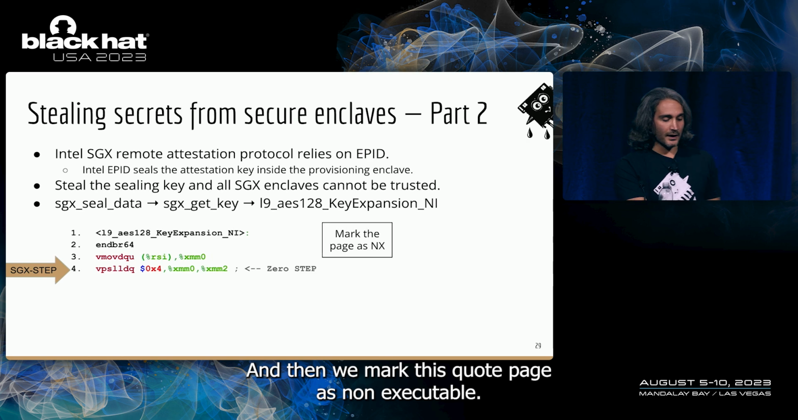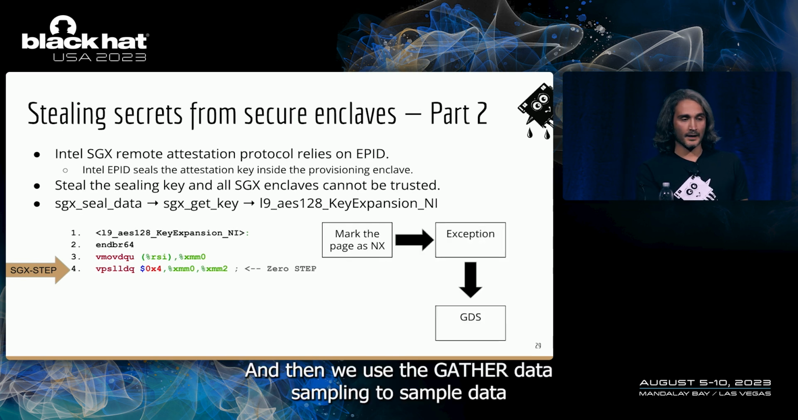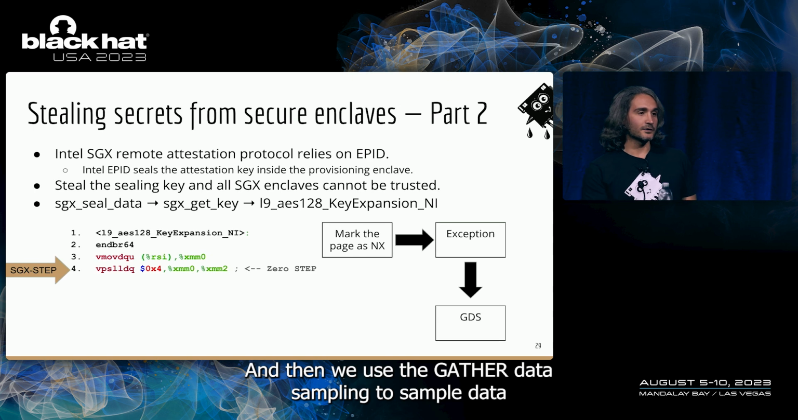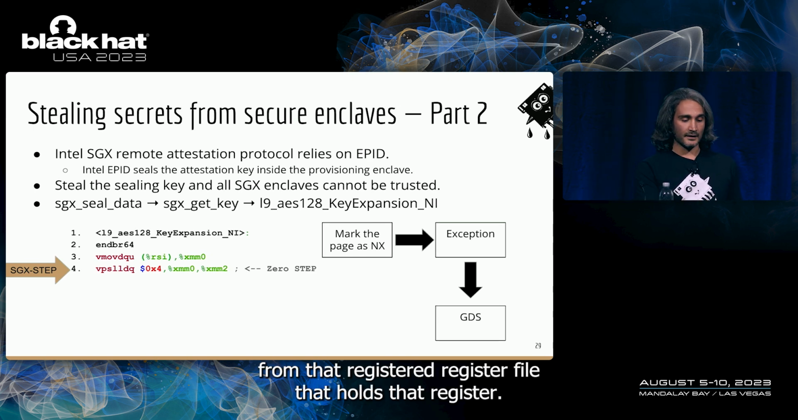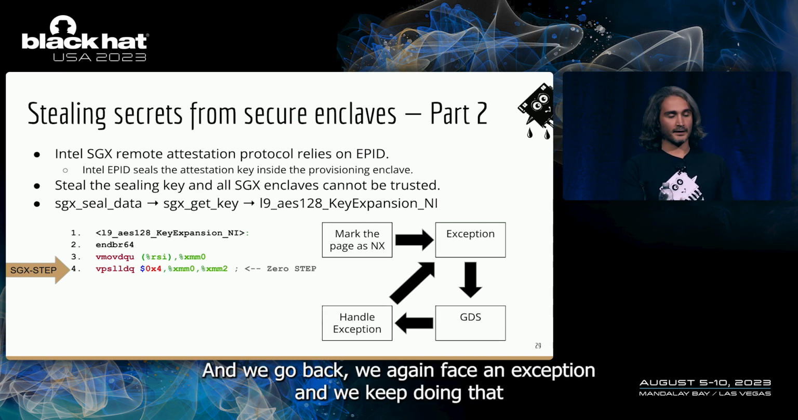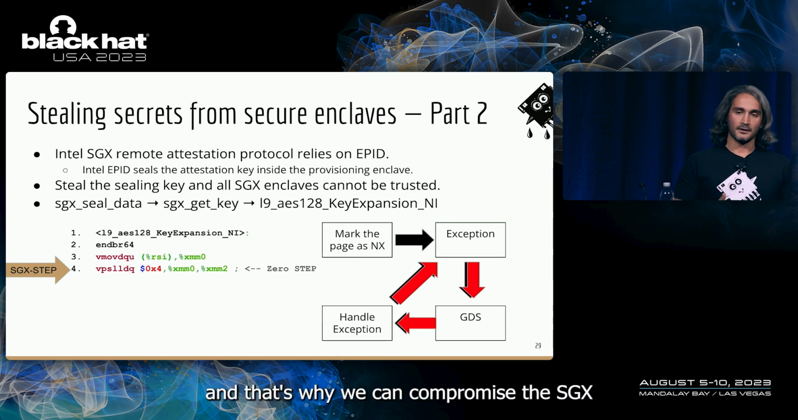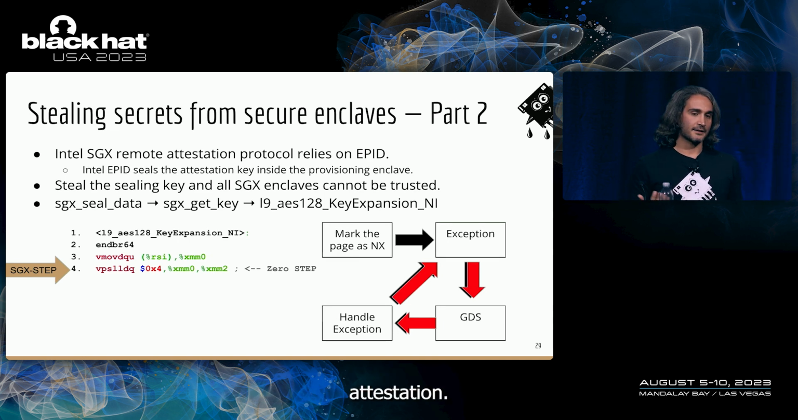And then we mark this code page as non-executable. So when the CPU goes to execute that next instruction, it's going to hit an exception. And then we use the gather data sampling to sample data from the register file that holds that register. And then we handle the exception. And we go back, and we again face an exception. And we keep doing that until we know that we have leaked all the bytes of that master key. And that way, we can compromise the SGX attestation.